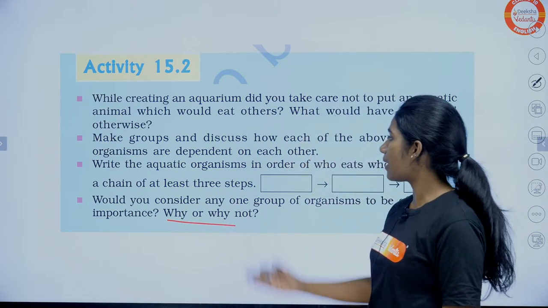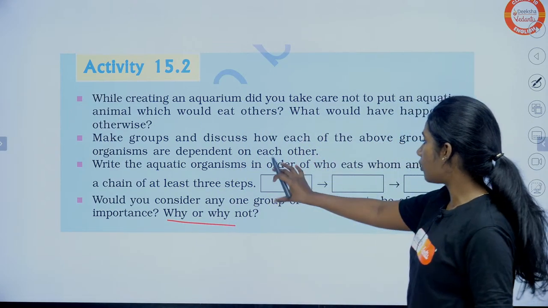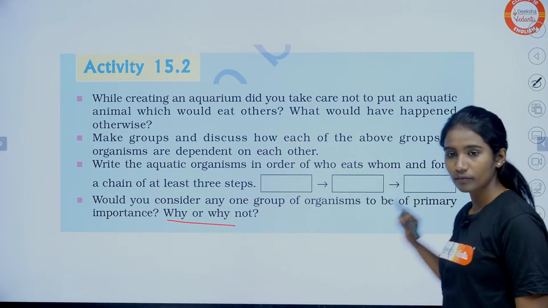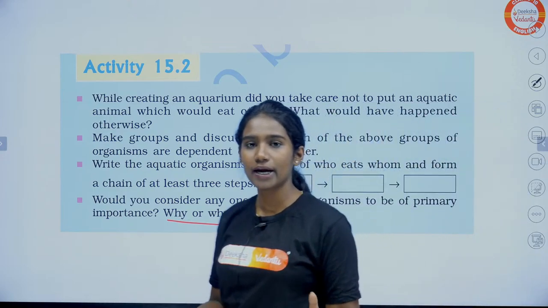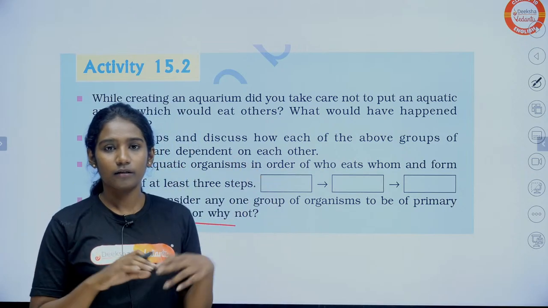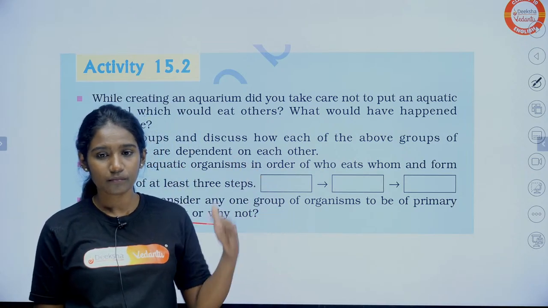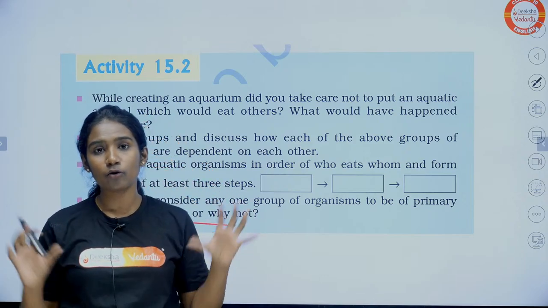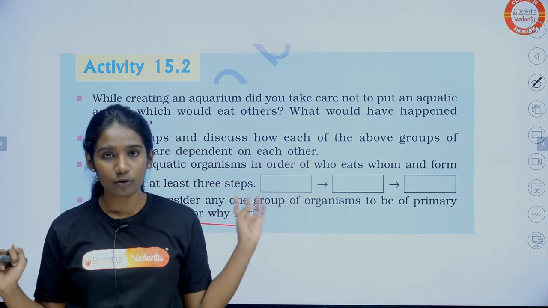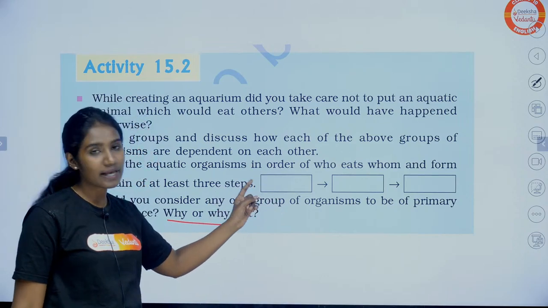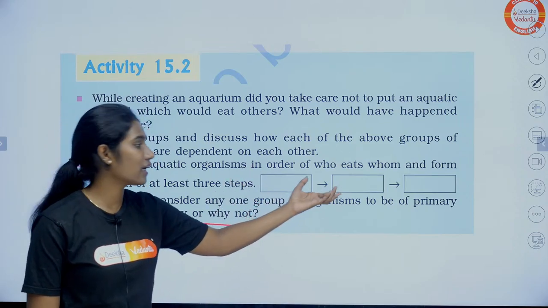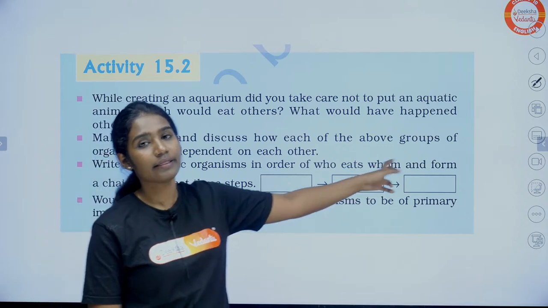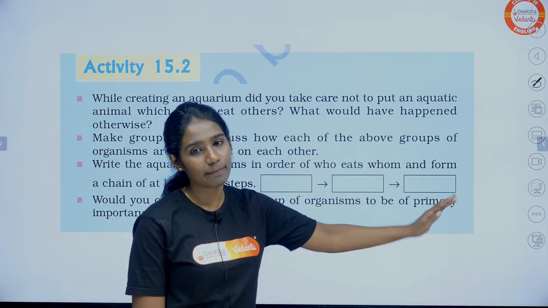And then also make a group and discuss that, out of this, what should be the order? Nothing but you would have made that pyramid, right? The trophic levels. Primary, secondary, tertiary and all that. Mostly in the primary level, who will be there? It is always the producer, right? Nothing but here we can place aquatic plants and then comes the primary small fishes and then comes large fishes. That will be the order.